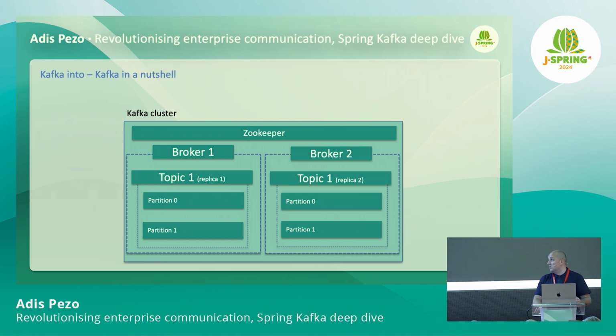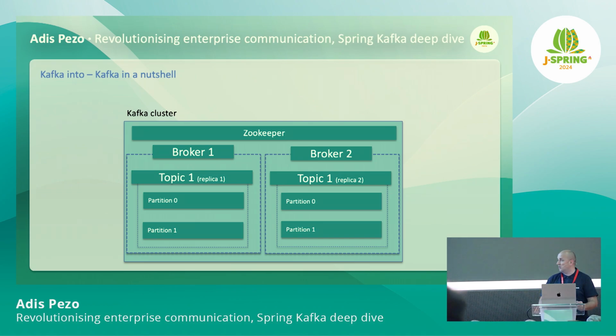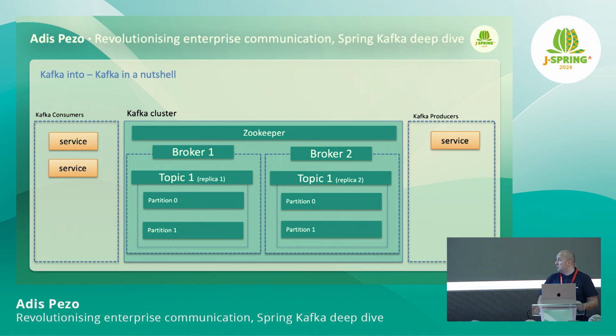So how does Kafka look? Kafka in a nutshell, basically. You have the Kafka cluster, which contains the zookeeper that manages your brokers. A broker has topics, and topics contain partitions where you put your messages on. To do so, you have Kafka producers, and to take messages from Kafka, you have Kafka consumers.